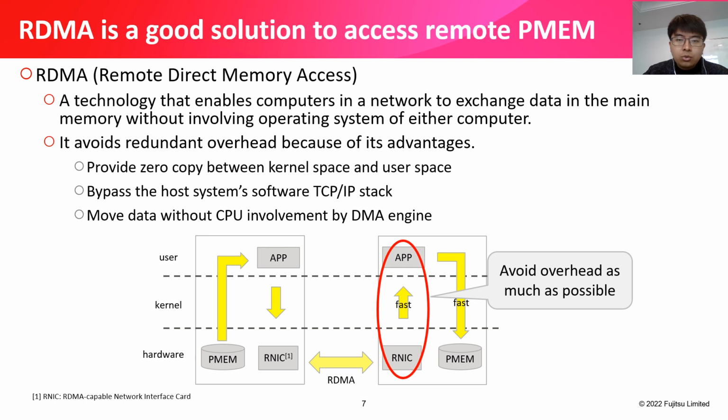RDMA is a good solution to access remote PMEM. RDMA is the short form of Remote Direct Memory Access. It is a technology that enables computers in a network to exchange data in main memory without involving the operating system of either computer. It avoids redundant overhead because of its advantages. For example, it provides zero copy between kernel space and user space, bypasses the host system's software TCP/IP stack, and moves data without CPU involvement by the DMA engine.